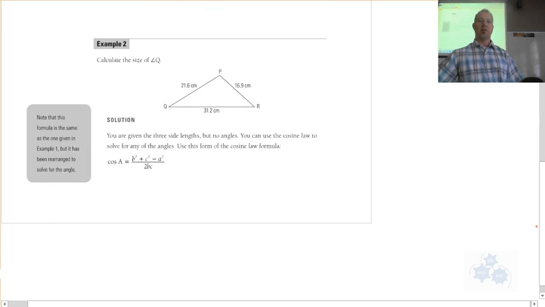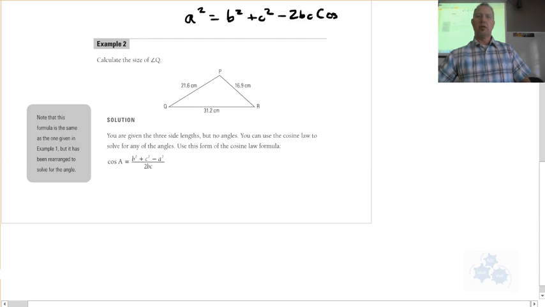I am going to go to example 2 for the next half of this lesson. Let's take a look at example 2 together, because example 2 uses the cosine law a little differently. This is where we find an angle. So in example 2, we take the cosine law, which is a squared equals b squared plus c squared minus 2bc cos A. All right, so that's the cosine law.